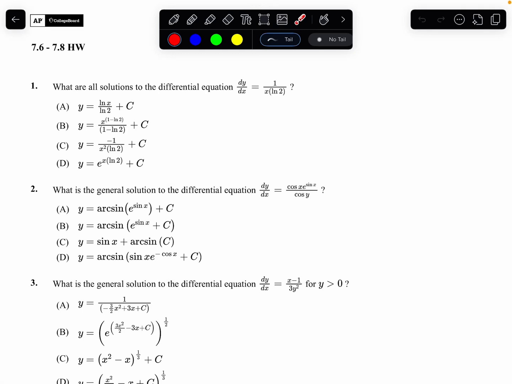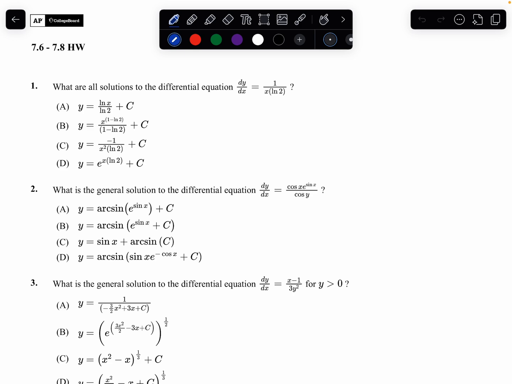Hey guys, I'm going to go over the 7.6 and 7 through 7.8 homework. And if you're wondering what happened to 7.5, 7.5 is for BC only, and so is 7.9. Those two sections I'm going to cover on a different day for BC. But in these sections, we go over solving differential equations, which is pretty much just using antiderivatives.